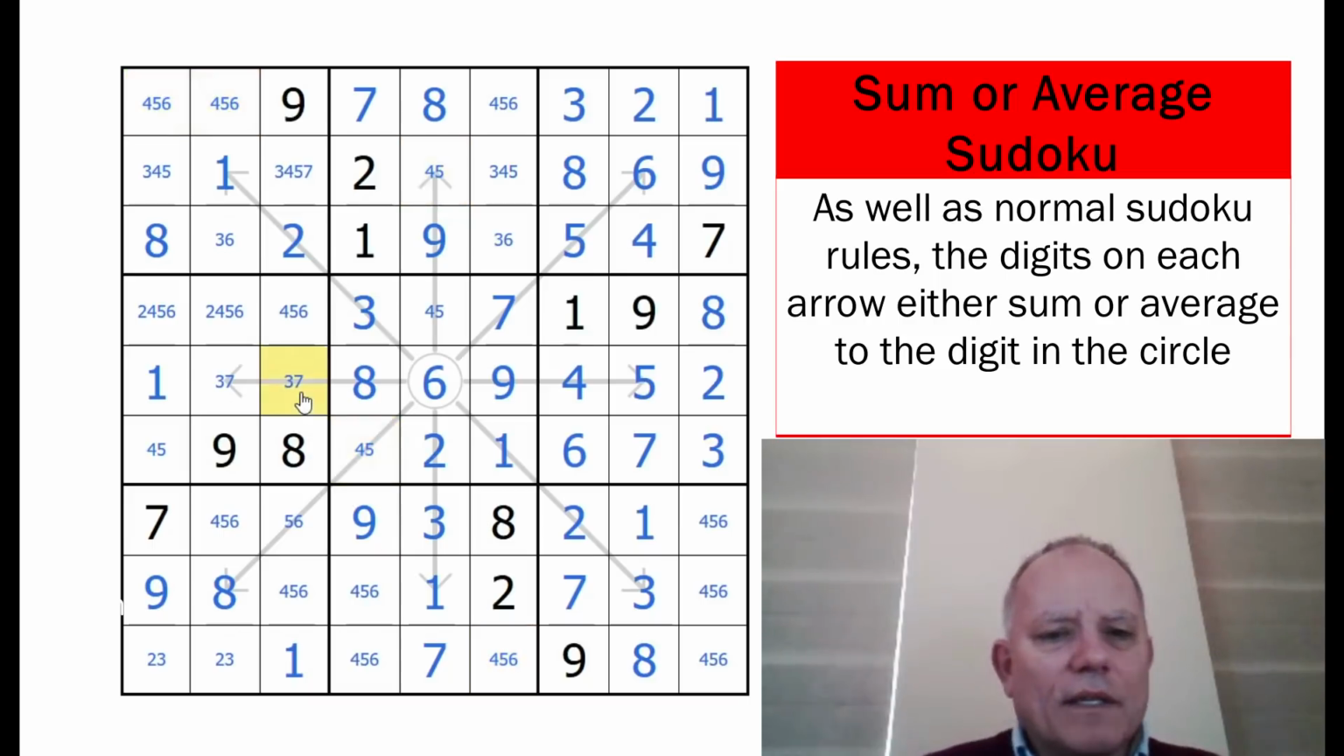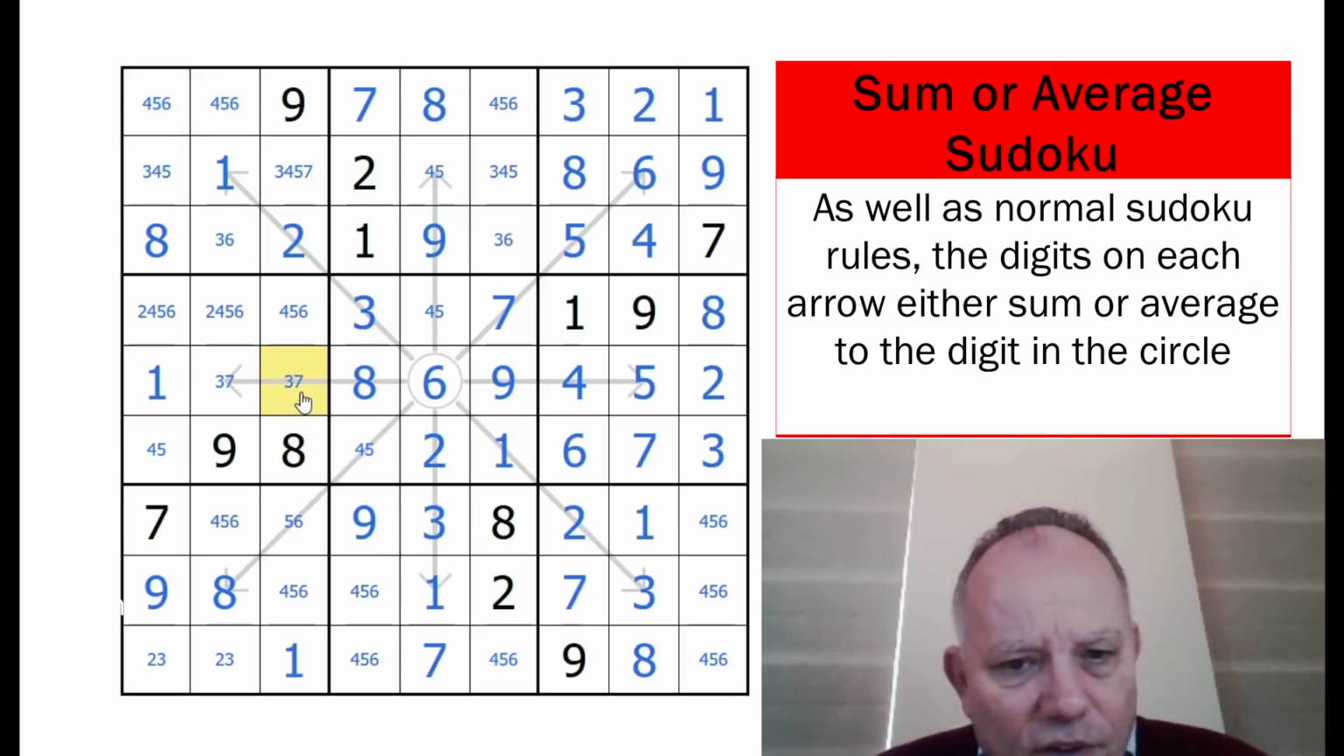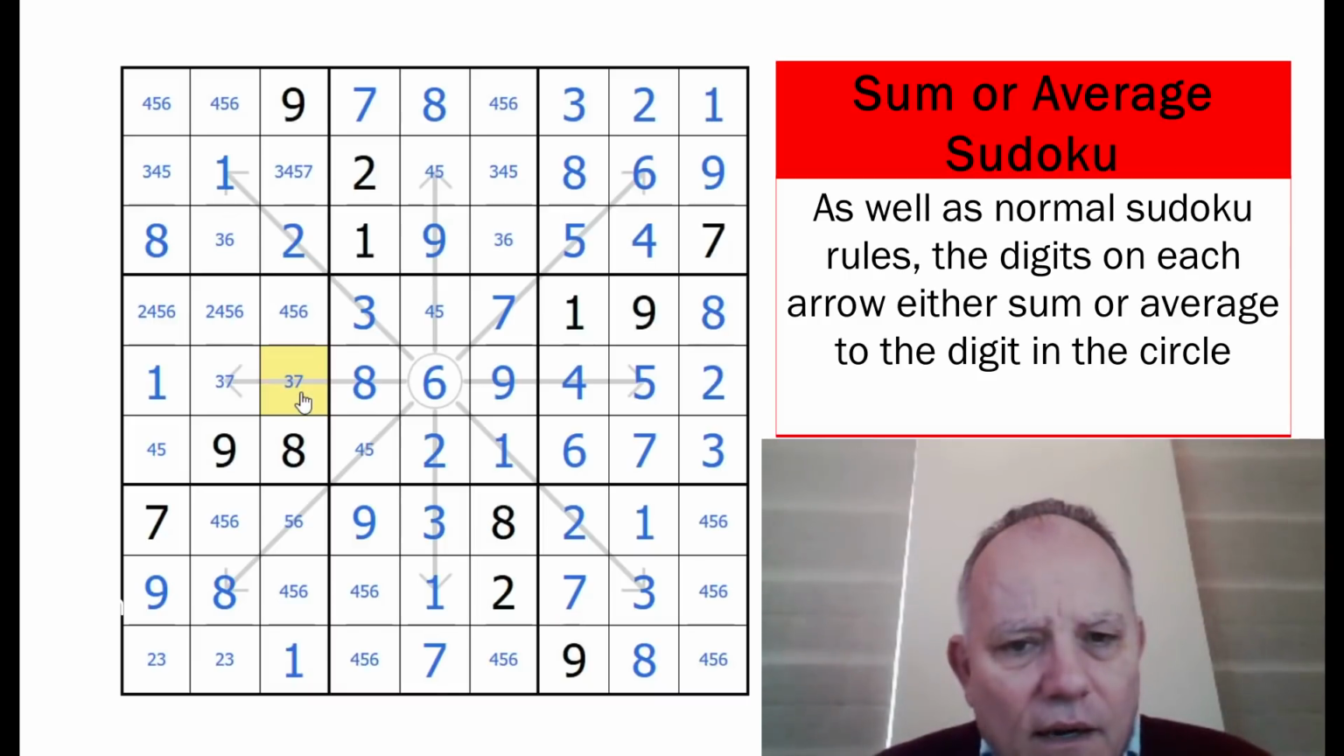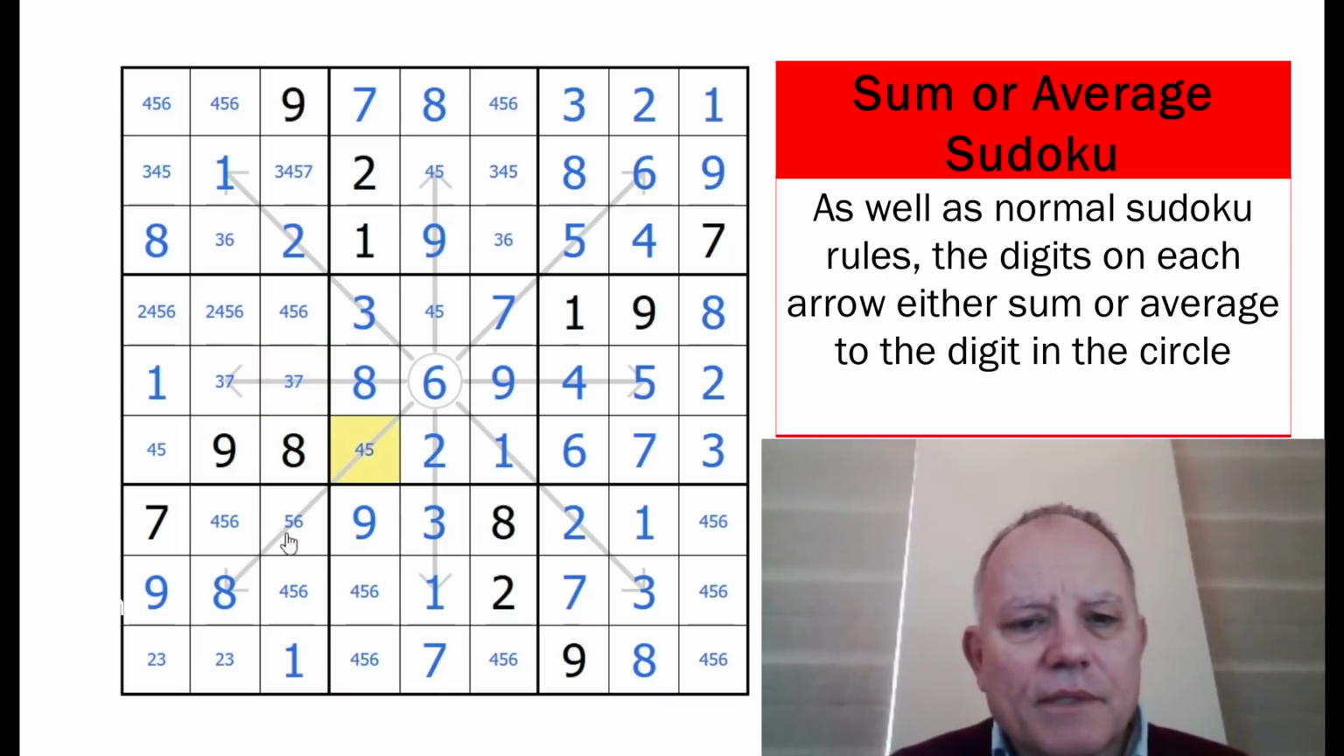I don't know how we're meant to find a logical way to get through the rest of this. It very much seems to hinge on which one of those possibilities, 4 and 6 or 5 and 5, is right.